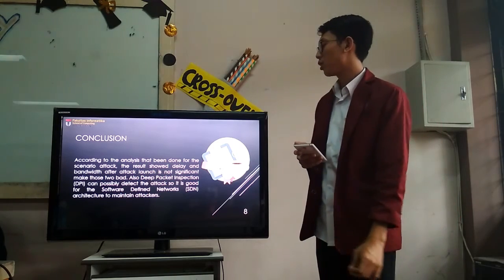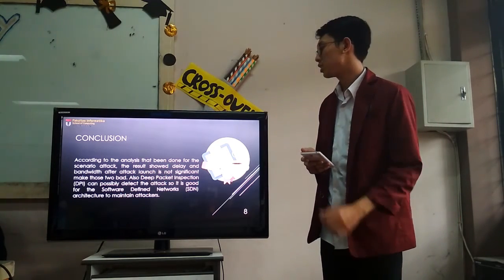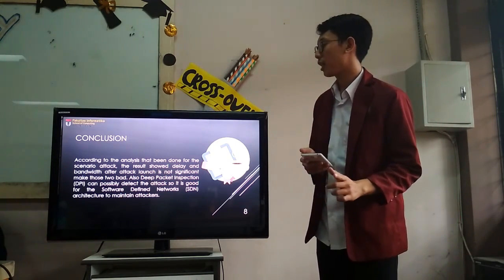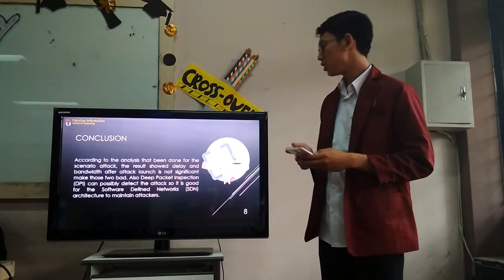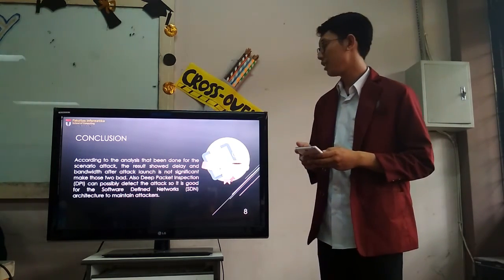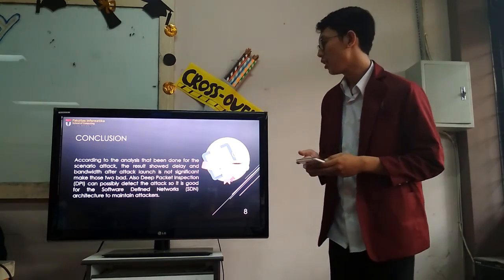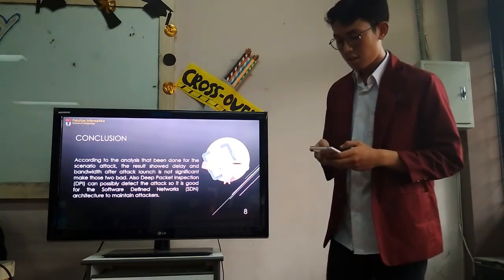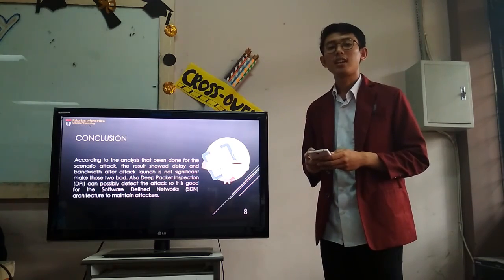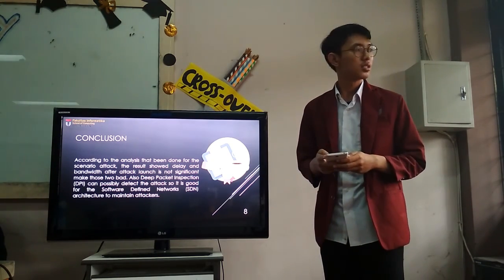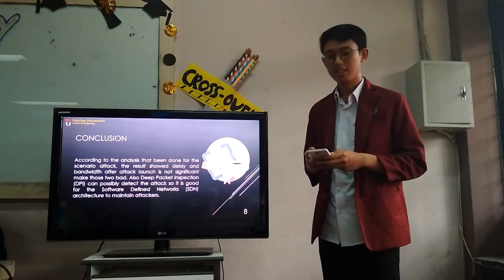Okay. So the conclusion for this paper is, according to the analysis that has been done for the scanner attack, the results show that delay and bandwidth after the attack are not significantly affected, which is not too bad. Also, the packet inspection can possibly detect the attack, so it's good for the software-defined network architecture to handle attackers. Maybe that's all that I have to present. Sorry for my bad language. Thank you.